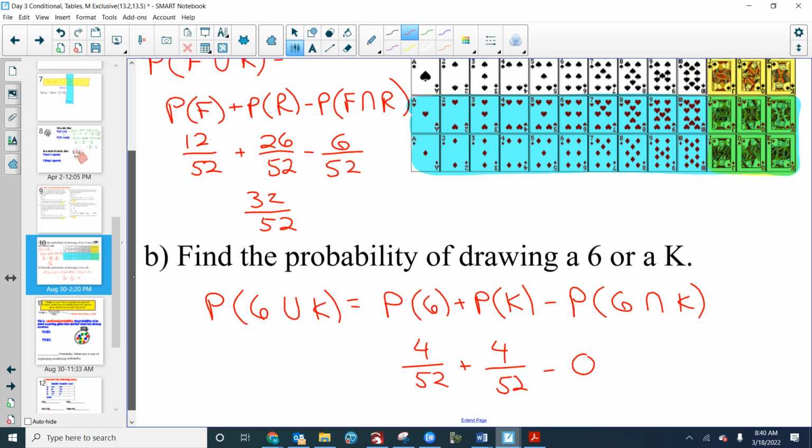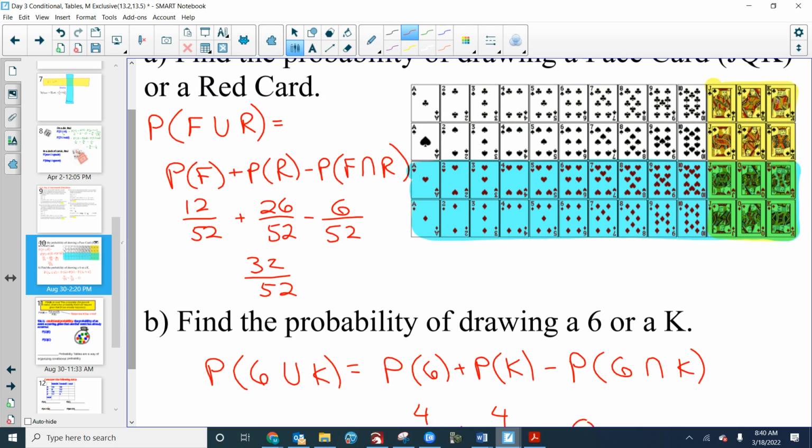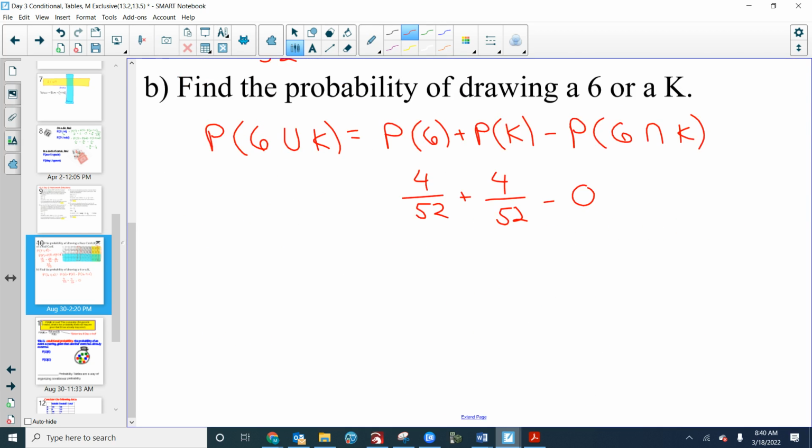Look up here. If you're not good at visualizing the cards, here's your 6s right here. Here's your kings. There's no overlap there. Nothing to take away. So we just add them together, and we get 8 out of 52. If we have this on a quiz, will they put the cards up there for us? Probably. Questions on OR? That's wrapping up OR probability. You didn't have any questions on OR probability last night.